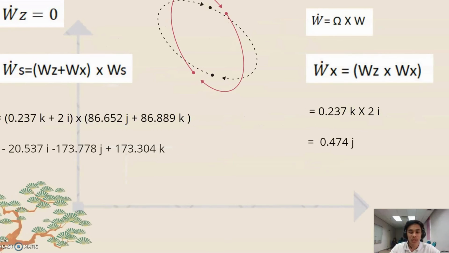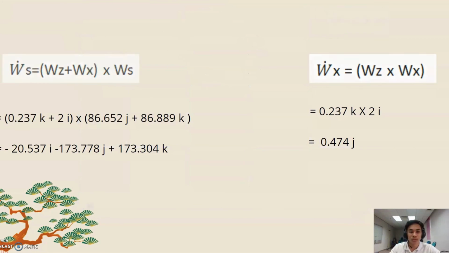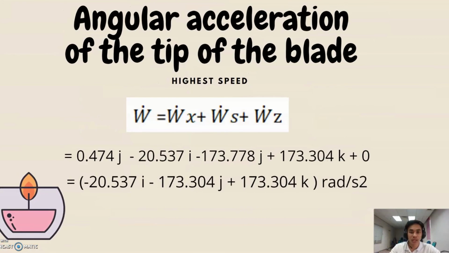To find the angular acceleration, we will divide the components into three also, which are Wz, Ws, and Wx. But the Wz is in constant motion, so Wz equals 0. The final value for the angular acceleration of the tip of the blade is as below: negative 20.537i minus 173.304j plus 173.304k radians per second squared.